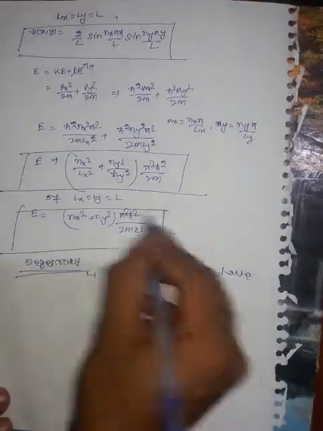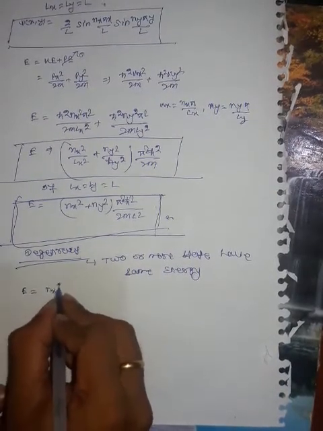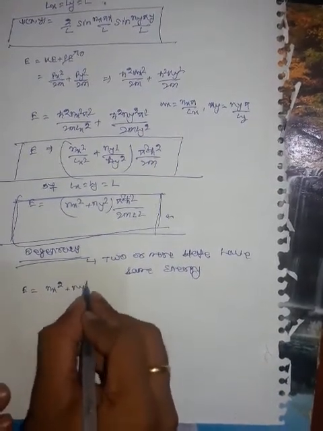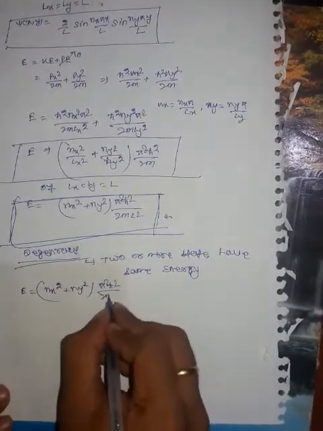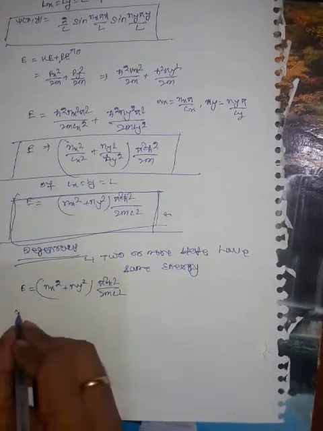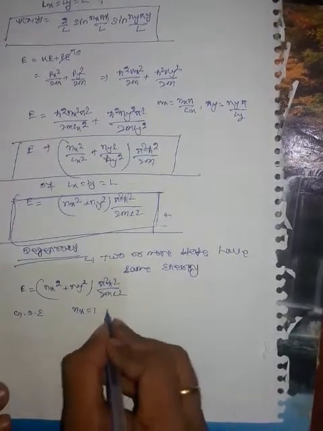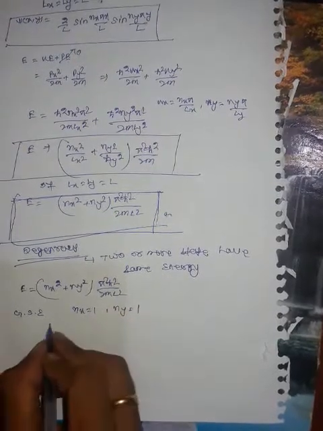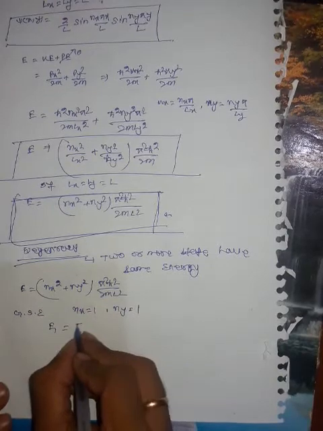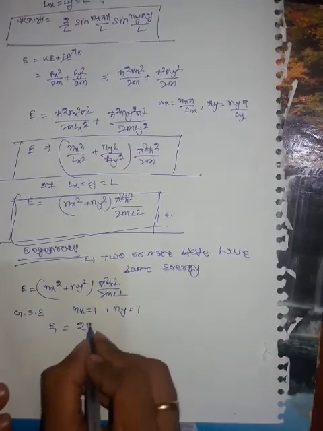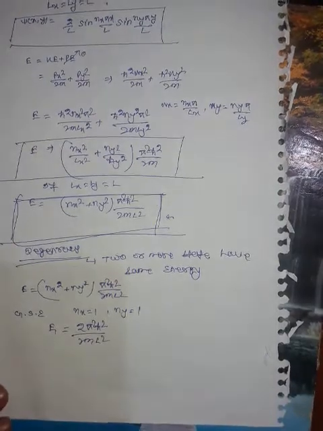So here is the energy of a 2D box: E is equal to (nx square plus ny square) whole into pi square h square divided by 2ml square. The ground state energy, by putting nx equal to 1, ny equal to 1, that is E1 equal to 2 pi square h square by 2ml square.